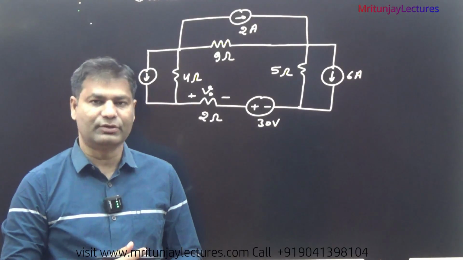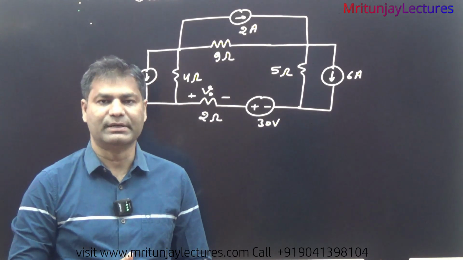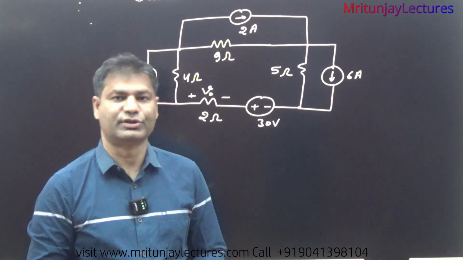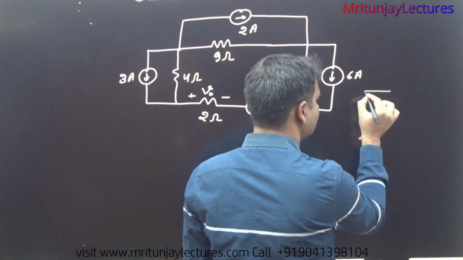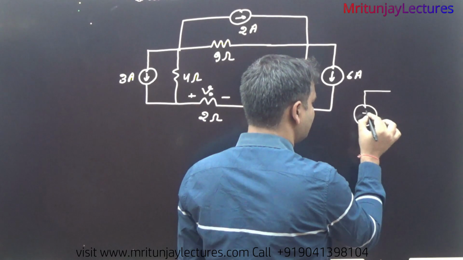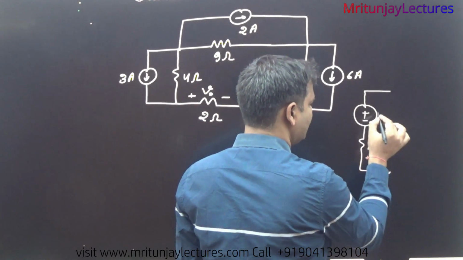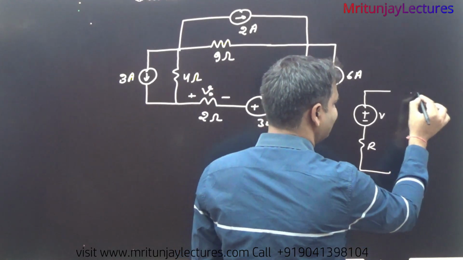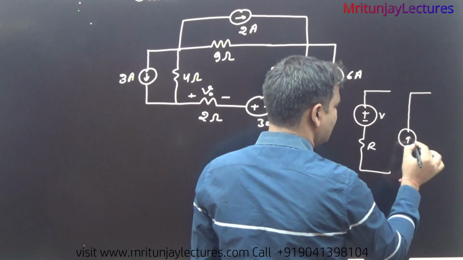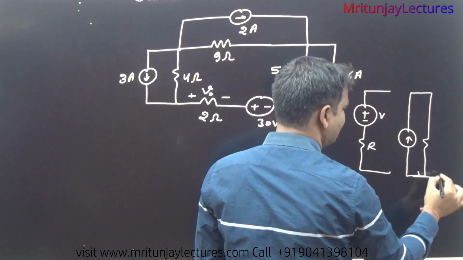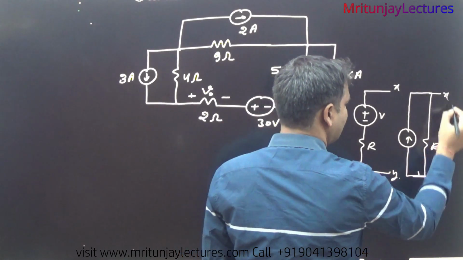Now our motto is to determine V naught with the help of source transformation. Okay, so how can we determine? First of all, what about source transformation? We focus on a voltage source given like that, and a resistance connected here, here V, here R, then that one is converted into a current source, so I is written and a parallel resistance is connected like that. If here X, here Y, then here X, here Y.